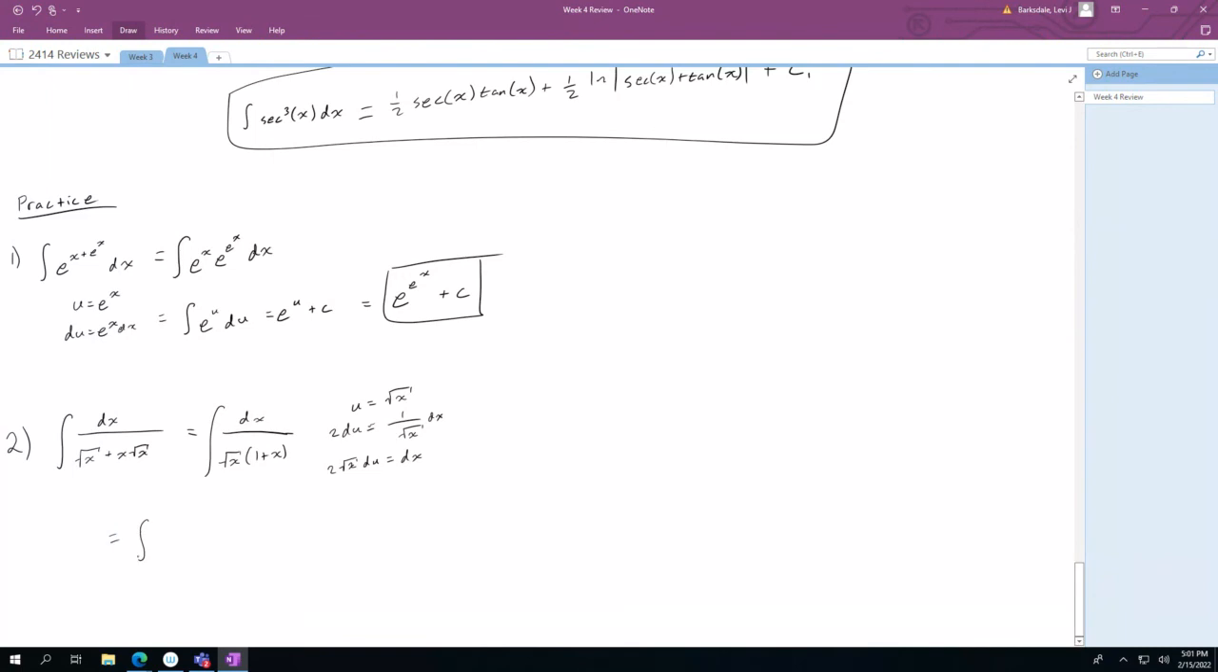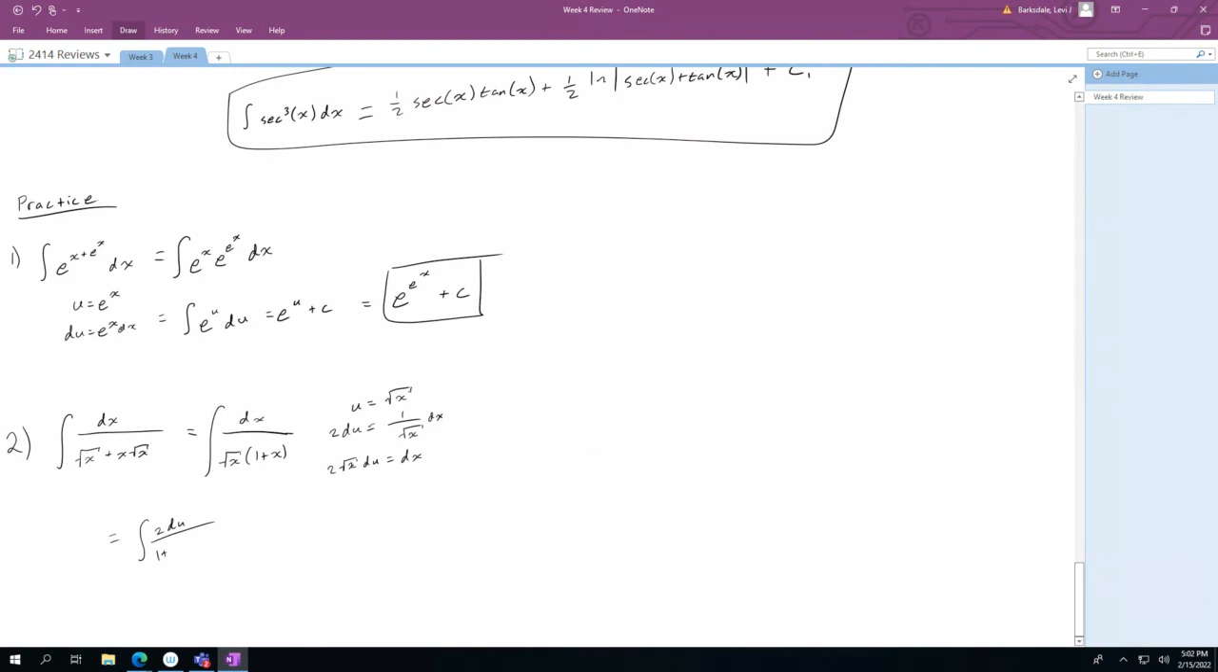Another way you could do it is just look at where your patterns are. I notice I have a 1 over x dx, so I'm going to immediately turn that into my 2 du. Same result, but then we still have a 1 plus x on the bottom, right? And the problem is this isn't a natural log, because this is a du, we have an x there. In order to do our integral, everything needs to be in terms of u.